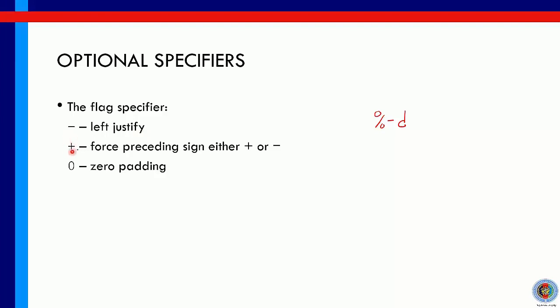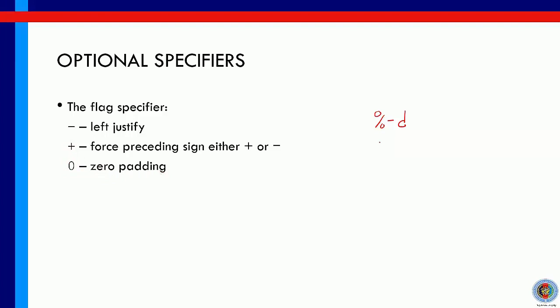If we put a plus sign, this will force a preceding sign, either positive or negative, to be printed together with the value that we print. Normally, if we print a positive number, that positive sign will not be printed. But if we put plus, a positive number will be printed preceded by a positive sign. Of course, negative values will be printed with negative sign in front of it, with or without the plus flag. The last one is 0, which means 0 padding.